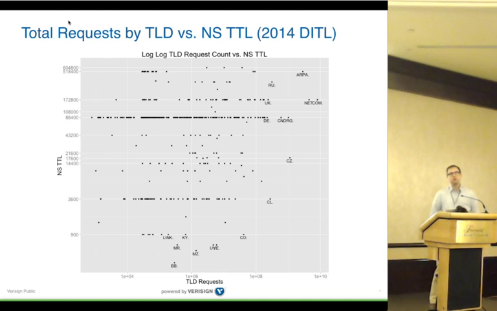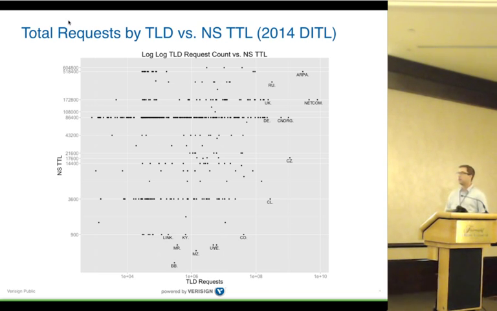So what we wanted to do then is also to understand total query volume and how it relates to the actual TTL of the NS record of that TLD delegated in the root. So here we're taking a look at a log-log plot of the total query volume versus the TTL.